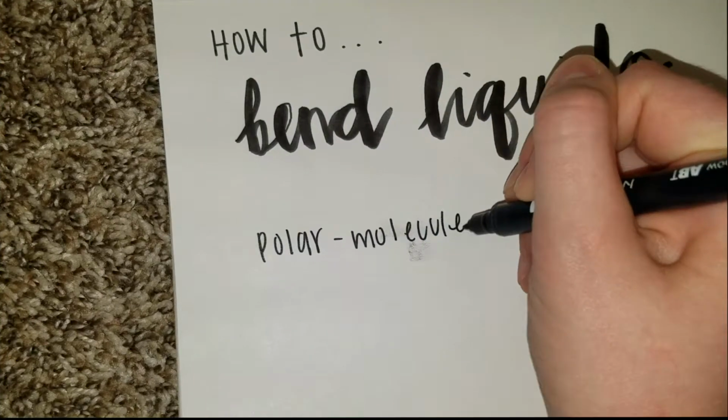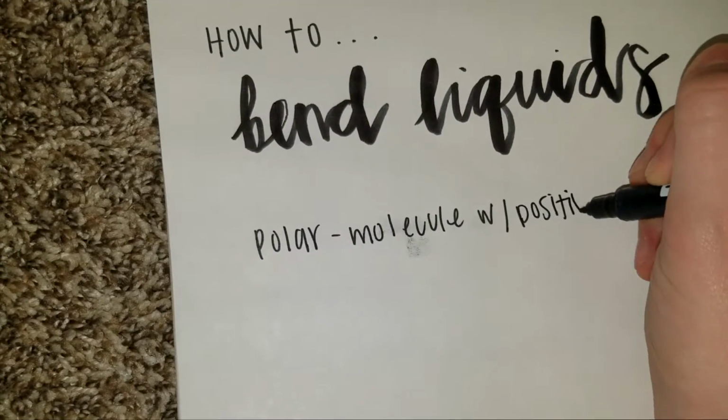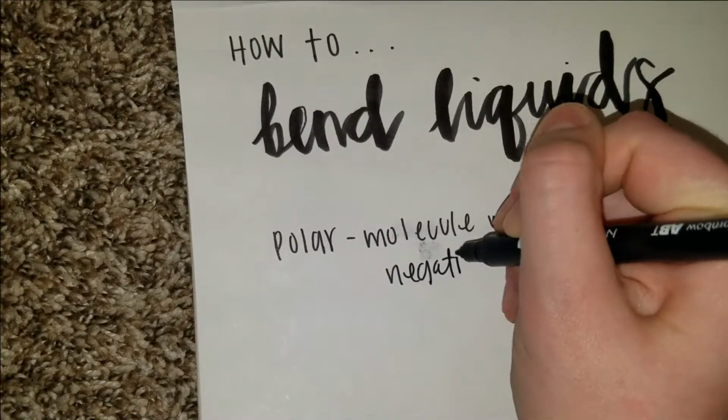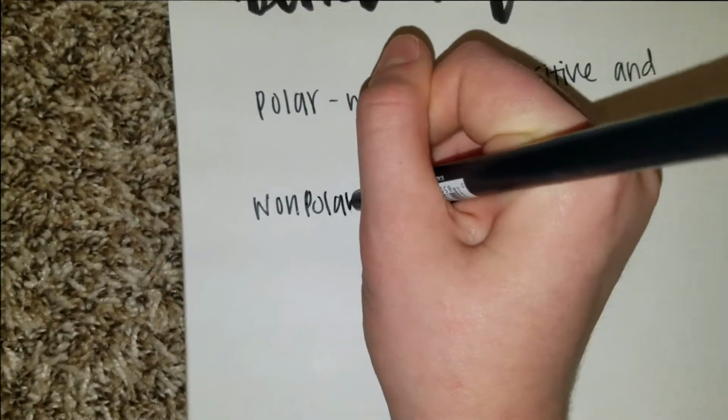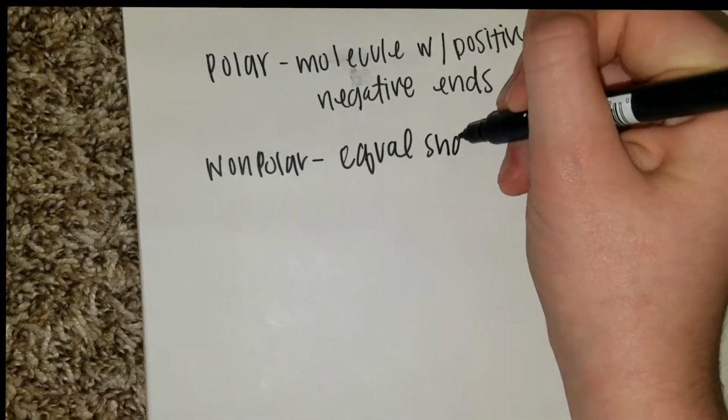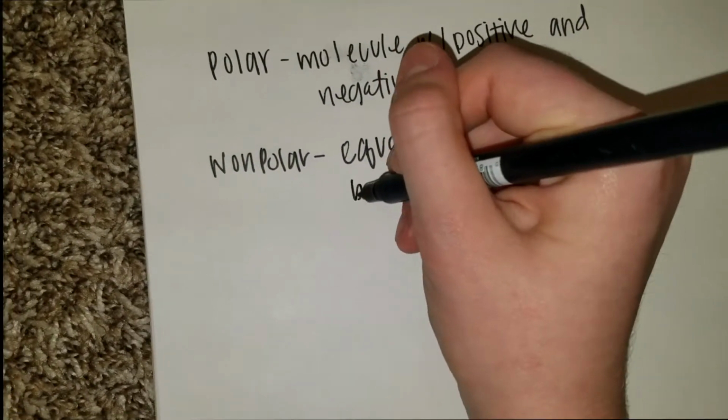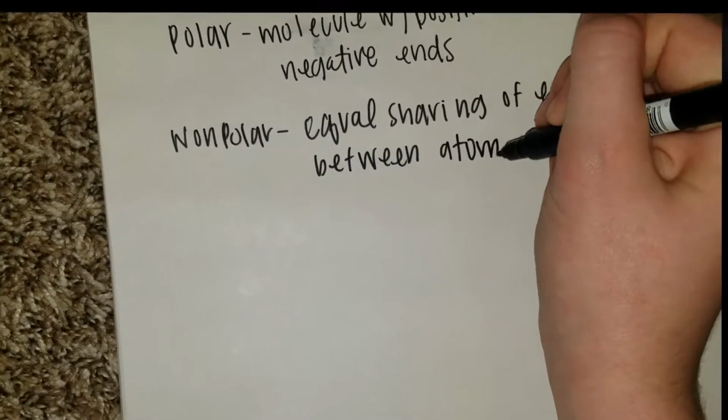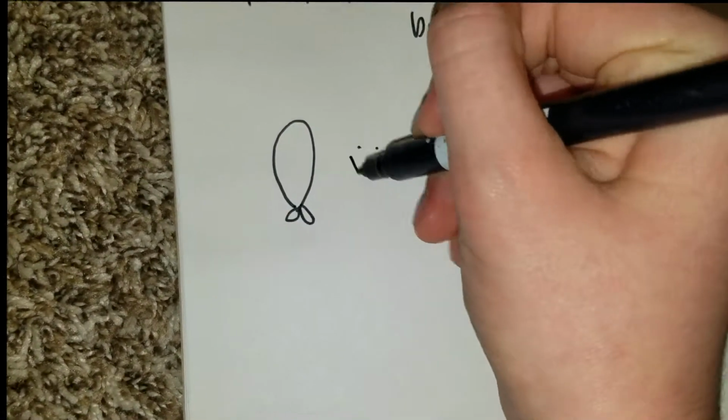Okay, so this lab is about how to bend liquids. First up, we're going to need to know the difference between polar and nonpolar. Polar is when a molecule has a positive and a negative side, but nonpolar is when they share the electrons equally between the atoms.